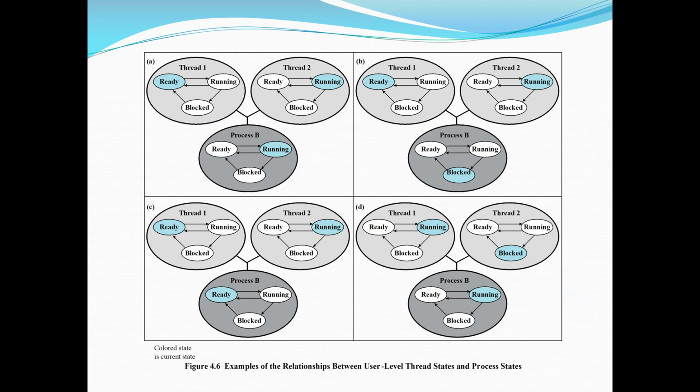So again, all of the activity described in the previous slides takes place in the user space and within a single process. The kernel is unaware of this activity because this is user level. And the kernel continues to schedule the process as a unit and assign a single execution state, either ready, running, blocked, etc., to that process.